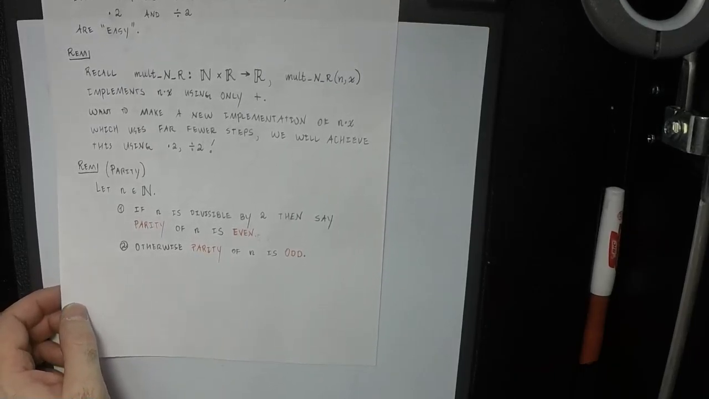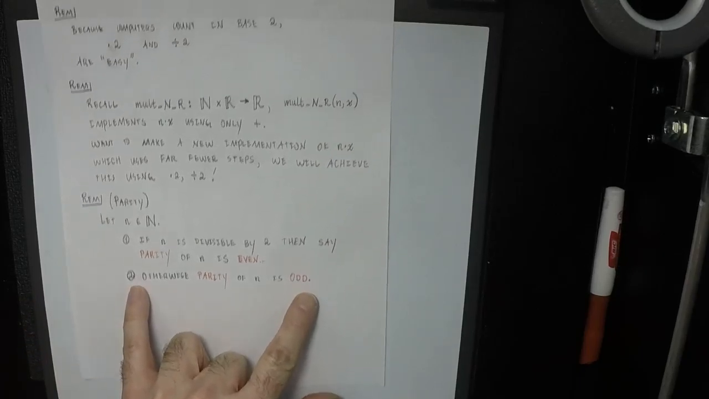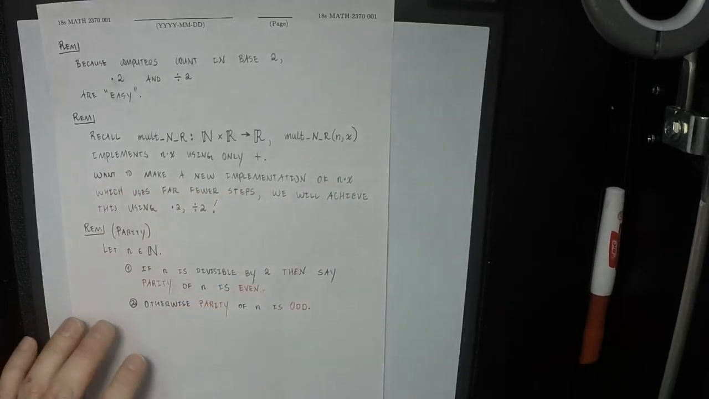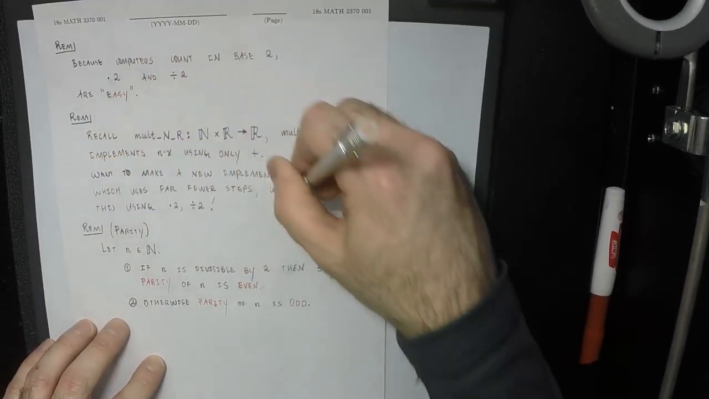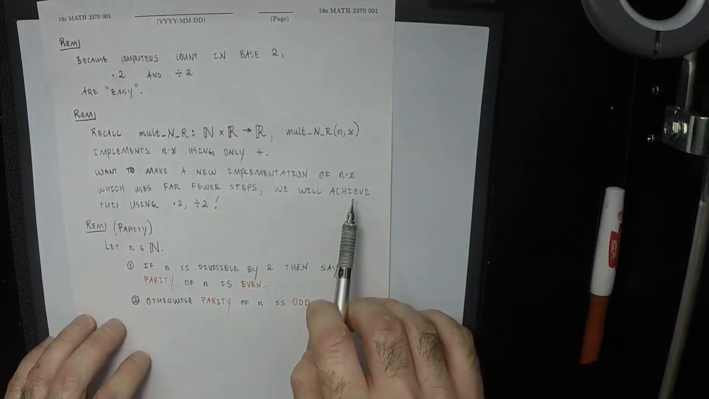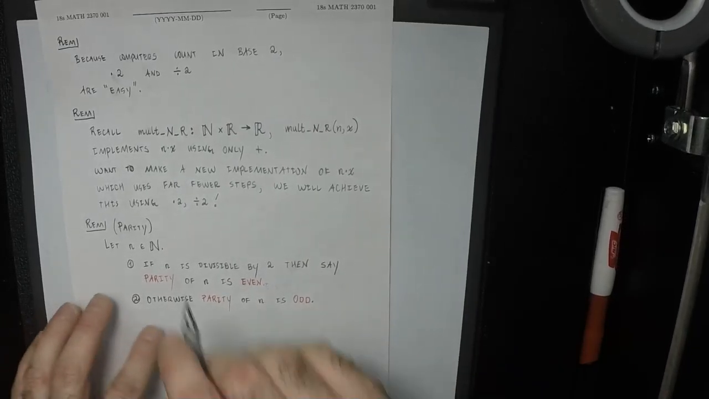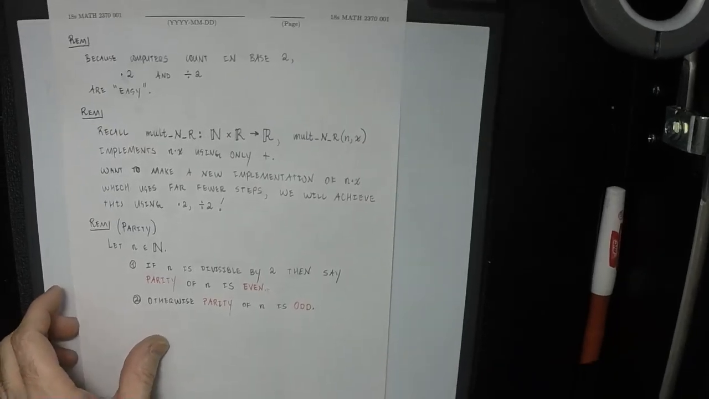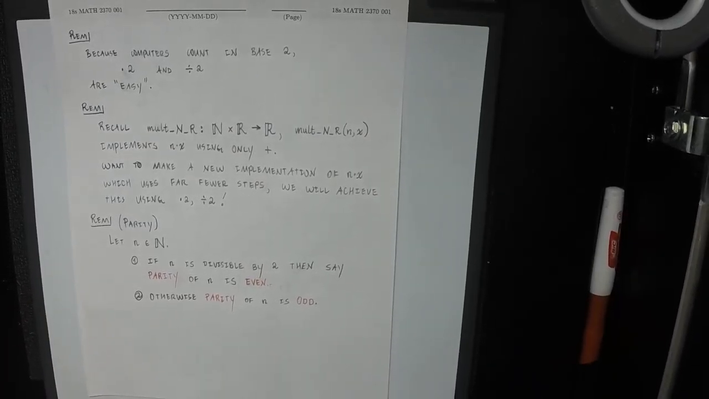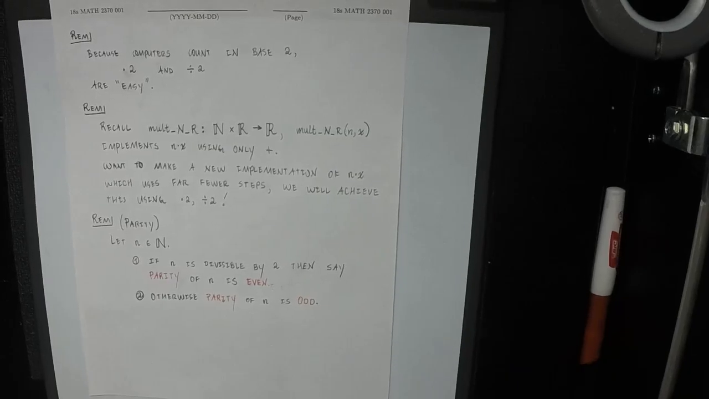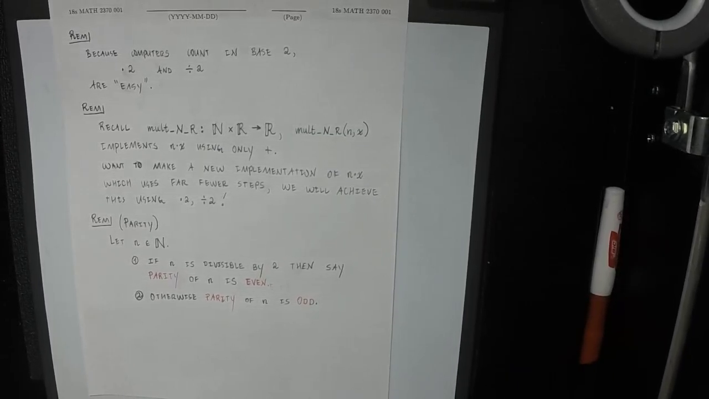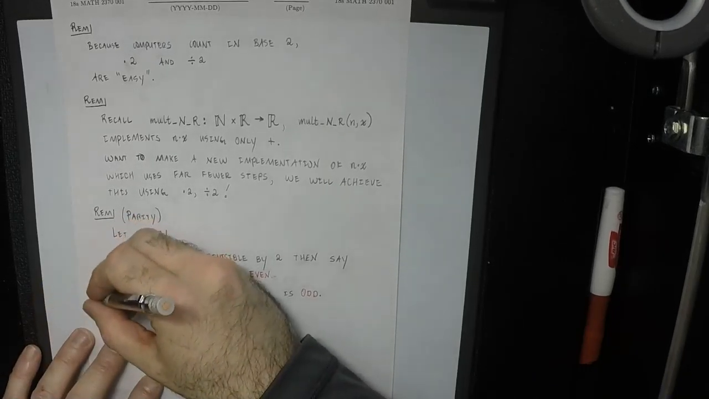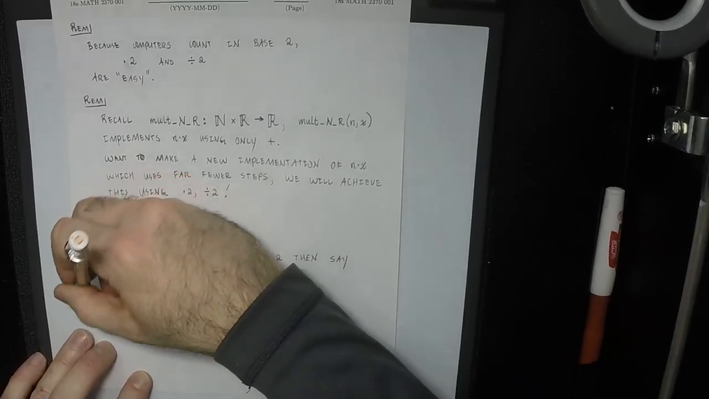Yes? On the second part, the third line. This one? Yes, "want blank." Want to make. We want to make a new implementation of n multiply x, which uses far fewer steps. And we'll achieve this with multiply by 2, divide by 2, and a check for parity. Right, so how is that different from multiplying by 2 to define multiplication? Yeah, I agree. So let's write that down. Let's make sure that everyone recognizes that there's a question.